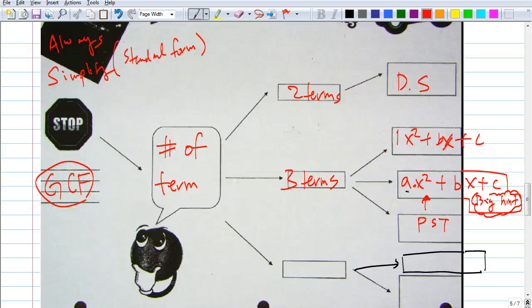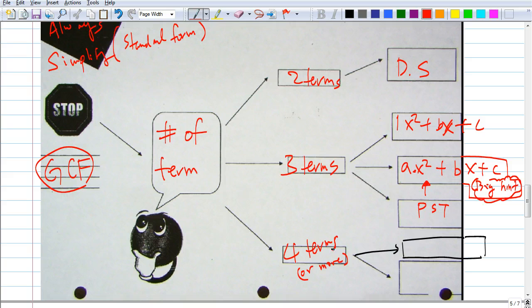Anyway, okay, and what's the last one? What goes in here? 4 terms or more. Okay, sometimes you have more. You don't really have too many, but 4 terms is good enough. Okay, 4 terms. So if the polynomial has 4 terms, the only way you know how to factor is, first you group them by what? By how many? 2s.